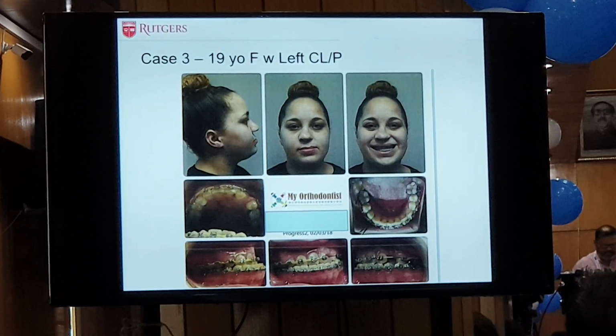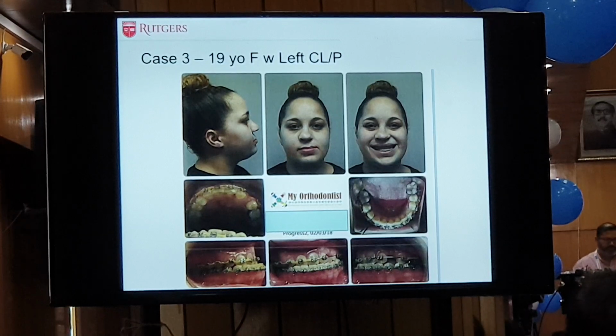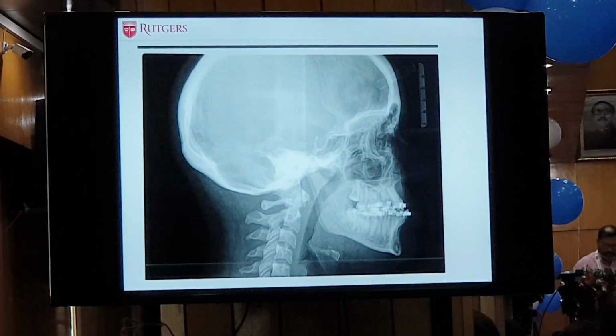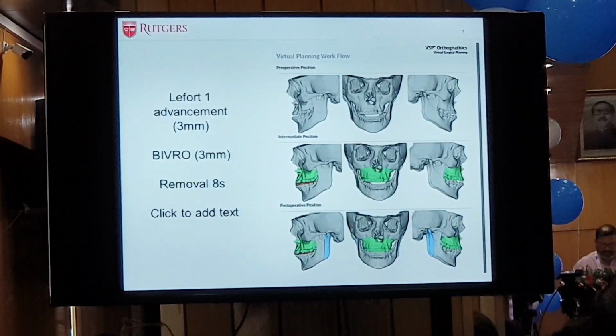I think this is my last case to show, a 19-year-old female, again with a unilateral cleft palate. Again, similar situation, class 3 malocclusion, missing her lateral incisor, this time on the left side. Her preoperative OPG. Lateral cephalogram showing class 3 malocclusion. And the plan, again, was a Lefort advancement. I also decided to do, based on my analysis of her, to set her mandible back just a little bit as well. And we also took her wisdom teeth out.